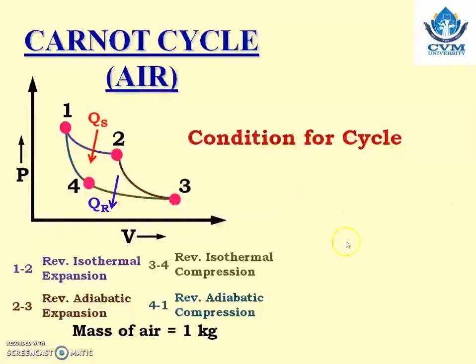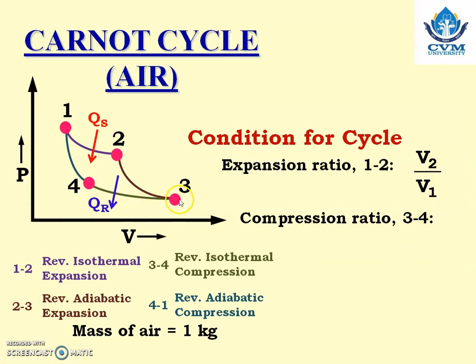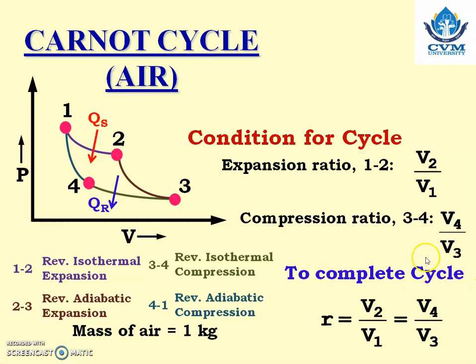Now let us study the condition for cycle, because we are required to study the cycle, and cycle means initial and final condition or state should be the same. Now let us see. Expansion ratio, that is process number 1, 2, and that is given by the value V2 by V1. Compression ratio, that is process number 3 to 4, and it is given by the ratio V4 by V3. To complete the cycle, it is essential that these ratios are same.